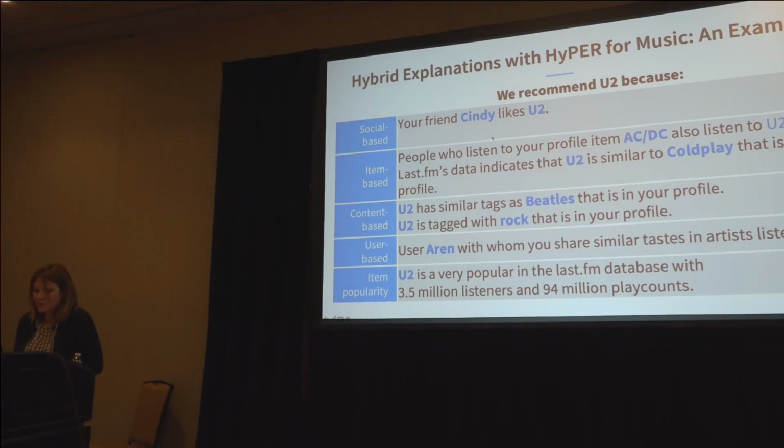In this case, people who listen to your profile item AC/DC also listen to U2. It is a similarity that we computed using collaborative filtering, the cosine similarity. And we were also able to use Jaccard similarity on the content, using tags. Since the model is hybrid, we can compute any kind of similarity we would like and provide any kind of explanation style.